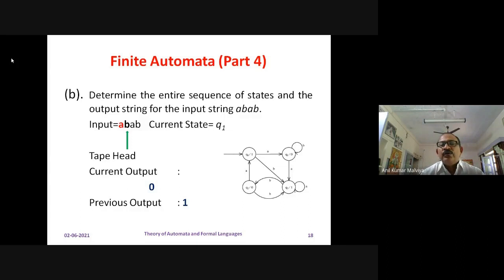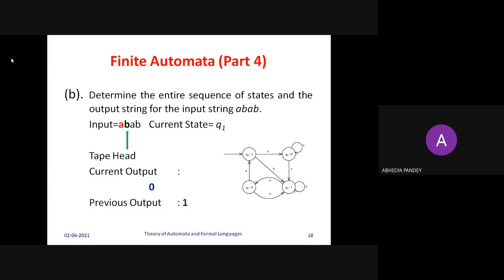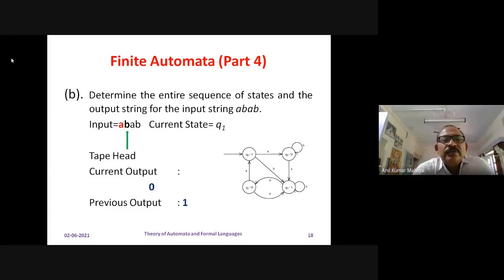Abhidya Pandey, are you in class? Yes, sir. Can you give the answer to my question? What will be the next output? The machine is in state Q1 and the tape head is pointing to symbol B. So what will be the next output and what will be the next state?